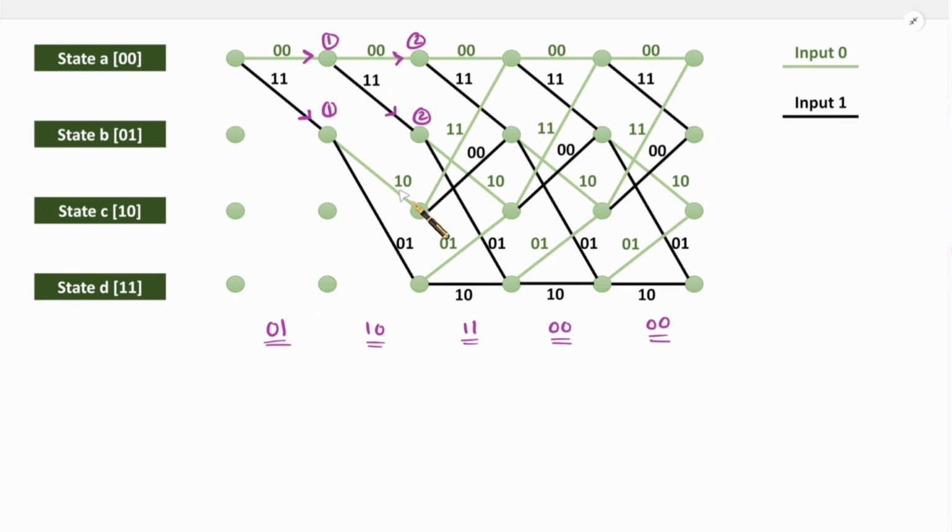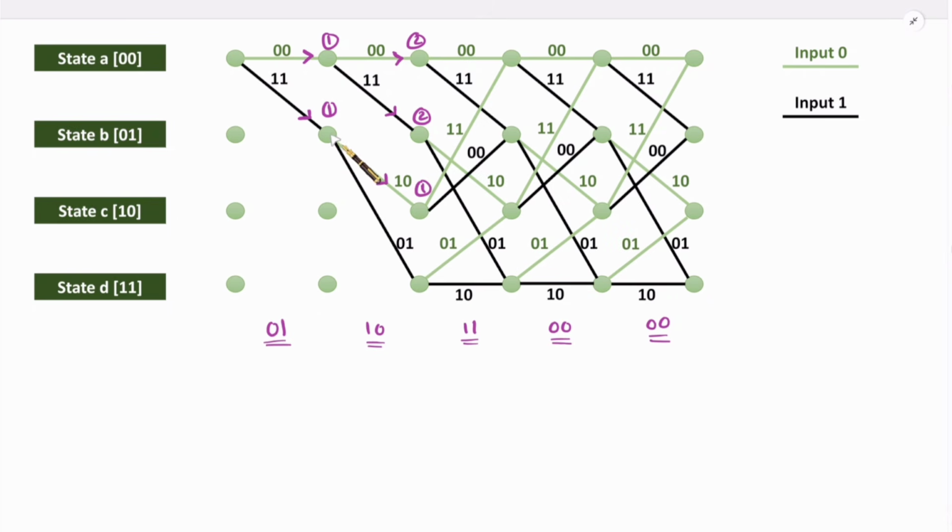So with this path, if you take a difference of 1, 0 with 1, 0, then there is 0 difference. 1, 0 and 1, 0 both are the same. So previous weightage is 1, current weightage is 0. So over here weightage is 1.